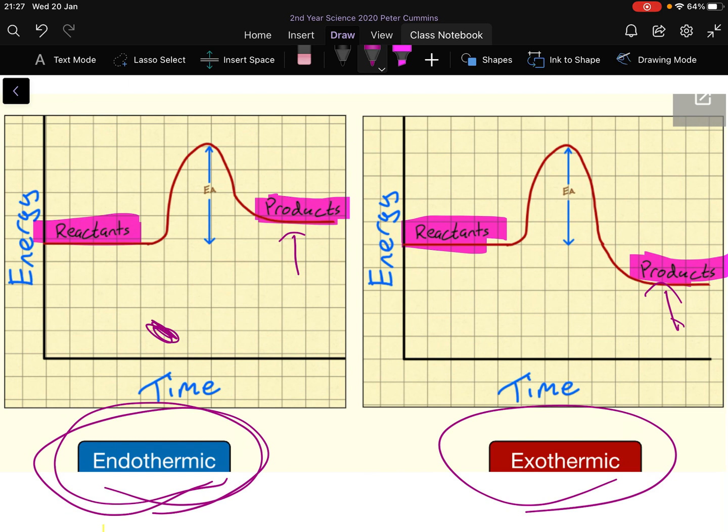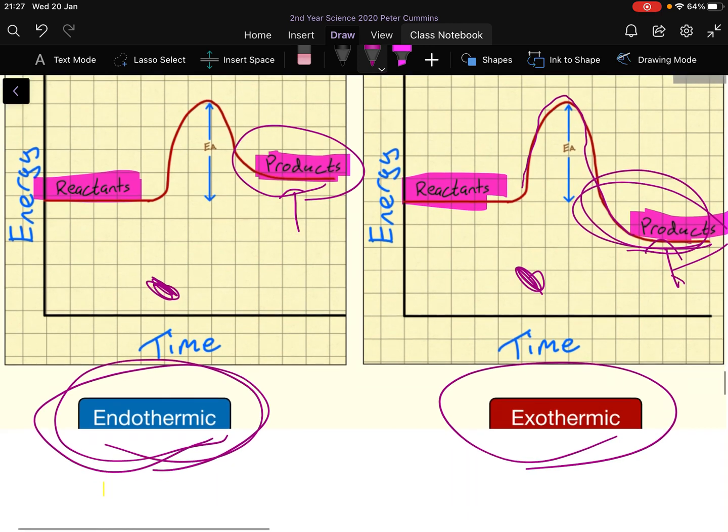This one over here is the heat taken in. This one over here is the heat given out. So if the heat's given out, the products are low. If the heat's taken in, the products are going to be high in energy because they're taken in energy. These are given out energy, so obviously the energy is going to be taken in and the energy is going to be given out in the form of heat or light.